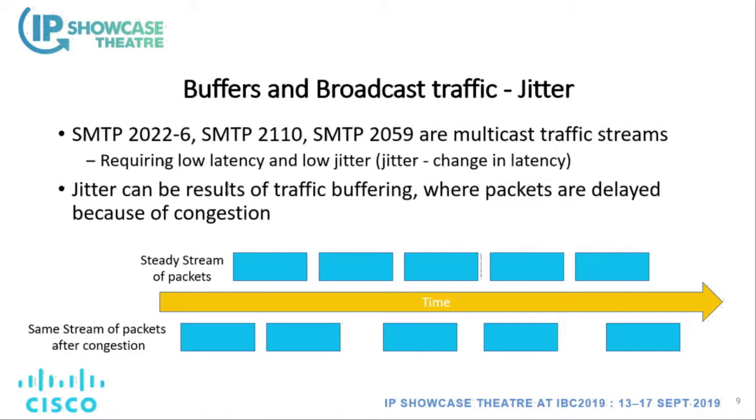If we talk about how jitter looks on the wire, basically this is a steady stream of packets. Each of them has equal space between the packets. They're all coming in the same order. There is no delay.